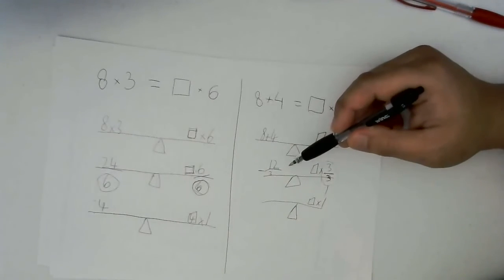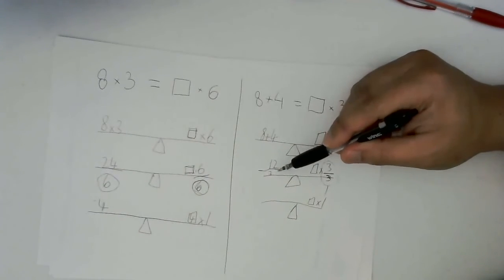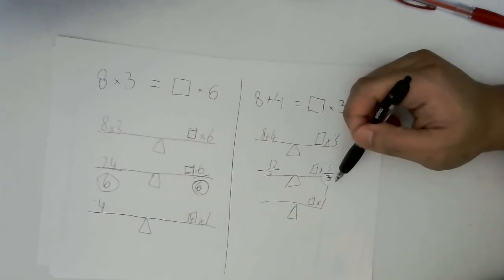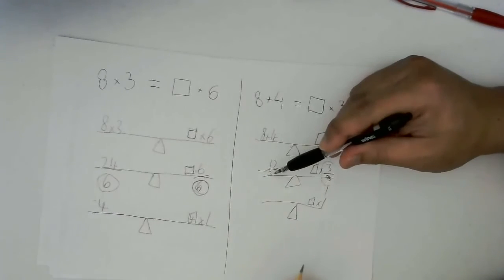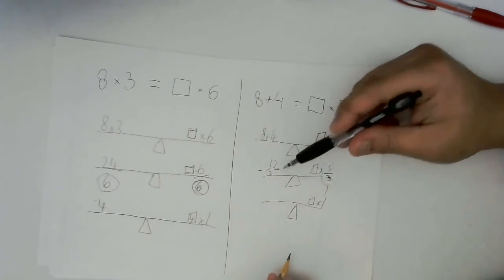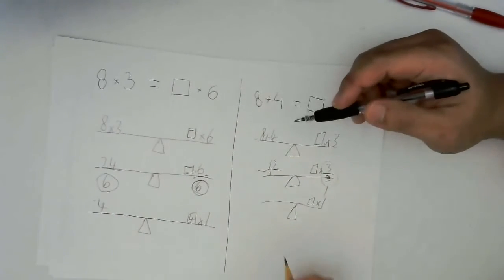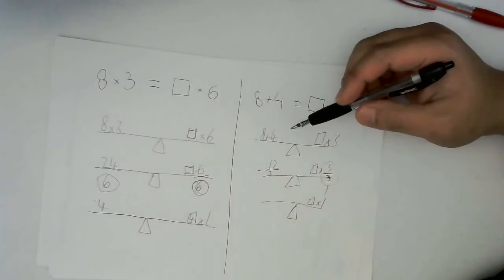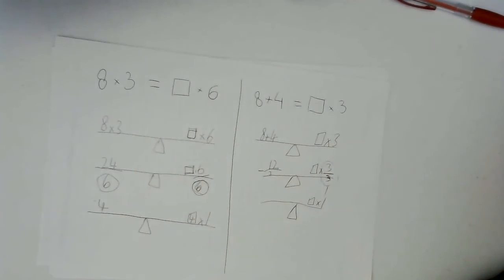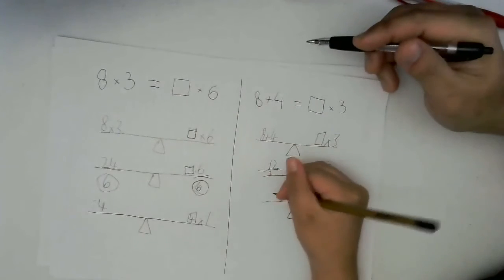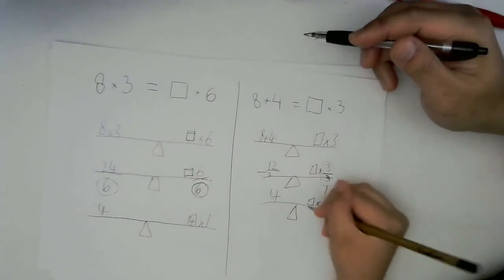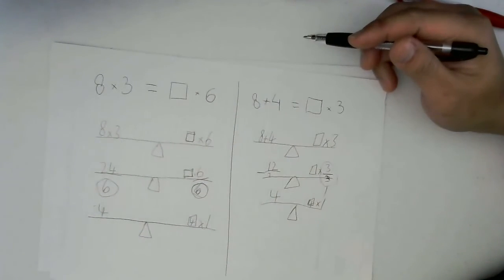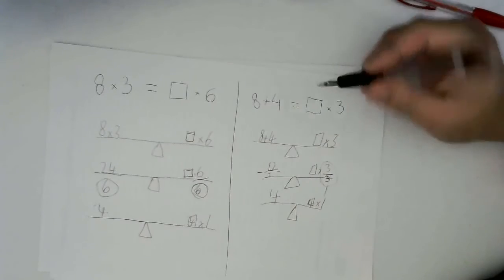Now, in the left-hand side, you see we have 12 divided by 3. Why divided by 3? Because in the right-hand side before, we also divided by 3. So 12 divided by 3 equals to? Oh, it's 4. So the box is 4. The box also equals to 4, yes?